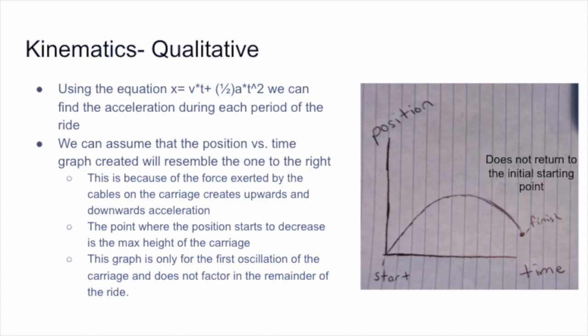We can assume that the position versus time graph created will resemble the one to the right. This is because the force exerted by the cables on the carriage creates upwards and downwards acceleration. The point where the position starts to decrease is the max height of the carriage. The graph is only for the first oscillation of the carriage and does not factor in the remainder of the ride. Obviously, this is only the first oscillation, and it does not return to the initial starting point because at the initial starting point, the cables are stretched significantly, which is why the ride goes up so fast.